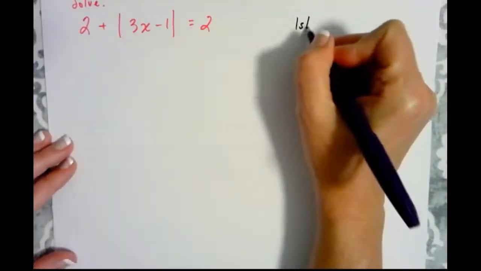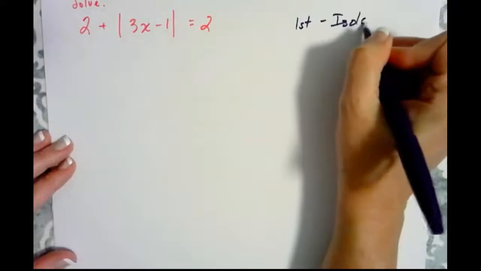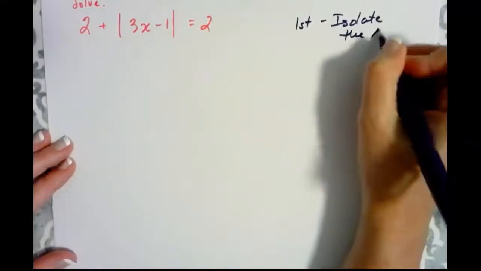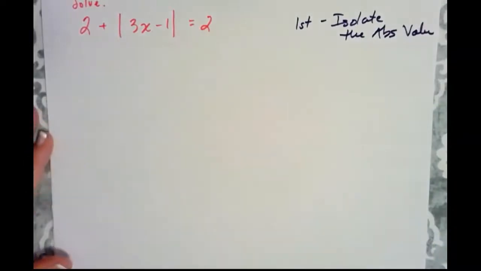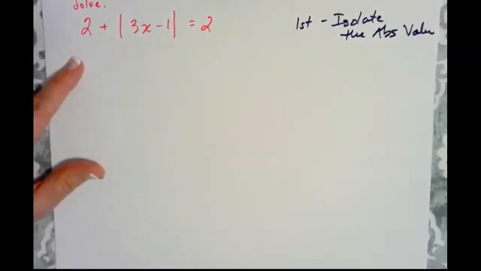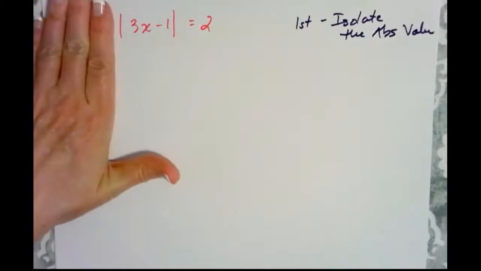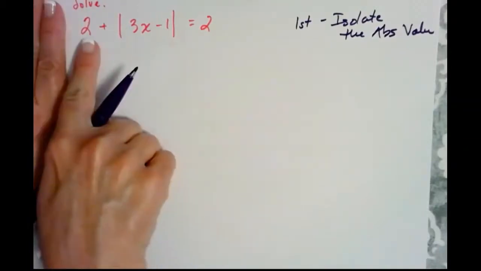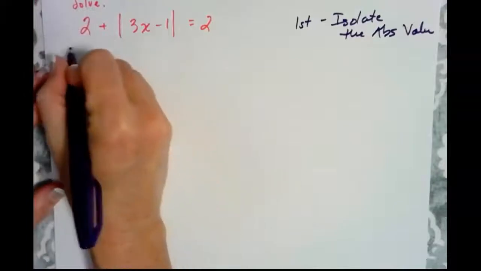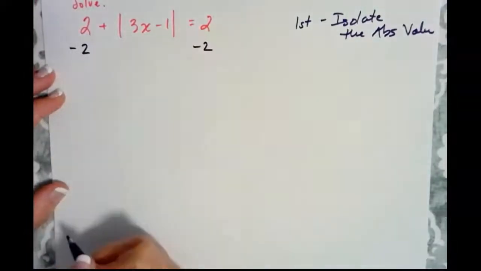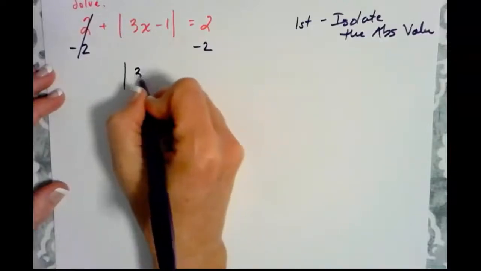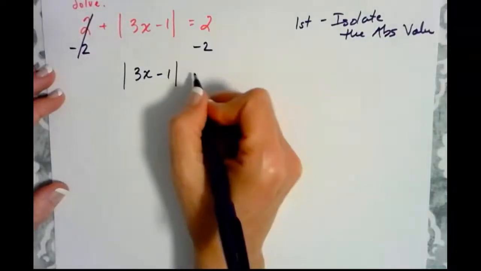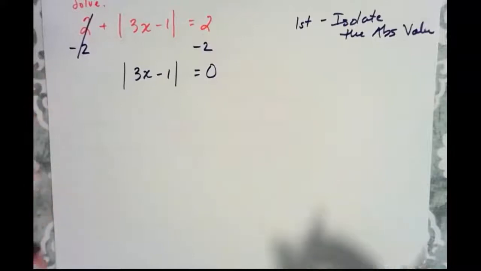So, first, isolate the absolute value. Isolate the absolute value. Now, in this particular problem that we're going to solve, the absolute value has positive 2 added to it. So we need to subtract 2 from both sides. That leaves us with the absolute value of 3x minus 1 equals 0.